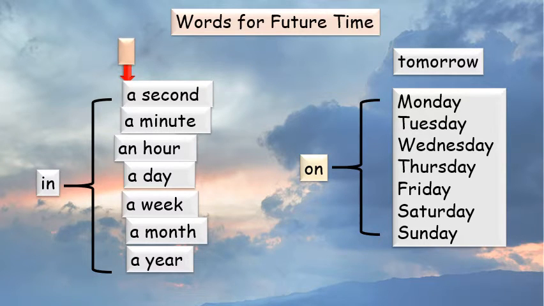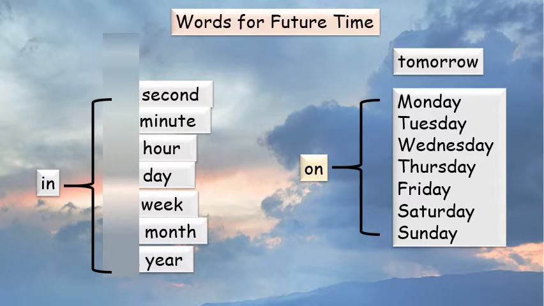The letter A means one. For more than one, for 2, 3, 4, you add an S. In 2 seconds. In 3 minutes. In 4 hours. In 5 days. In 6 weeks. In 7 months. In 8 years.